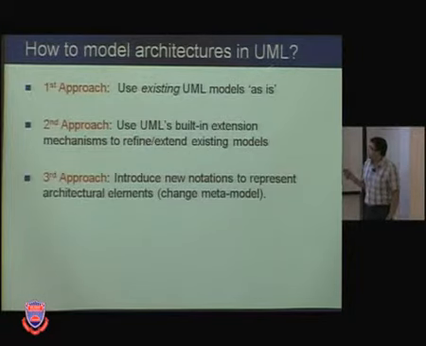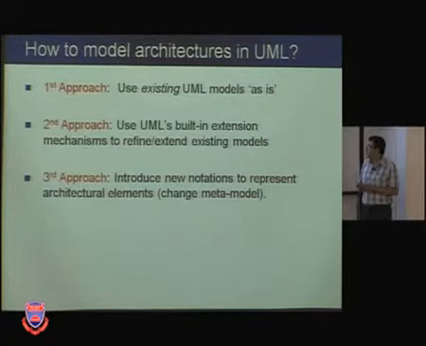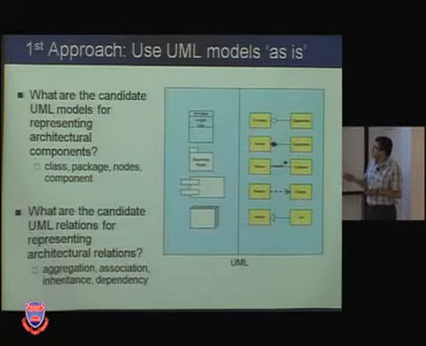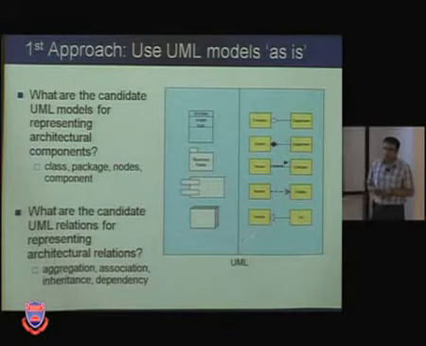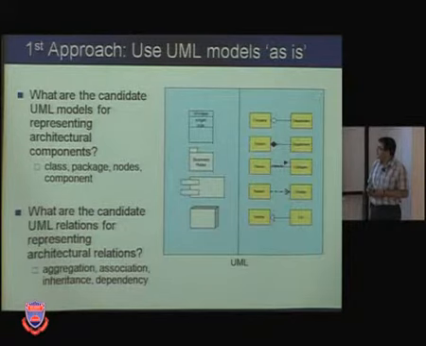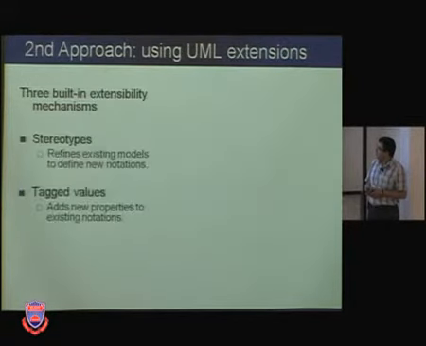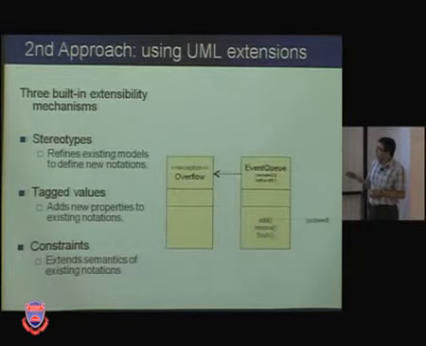Either we use existing UML models as is. Second approach, you use UML's built-in extension mechanisms like stereotypes. And third approach, we introduce new notations to represent architectural elements. In this case, we have to change the meta model. This is the first approach: we just use the UML elements as is and try to define the architecture. The second approach, we use the built-in extensibility mechanisms: stereotypes, tagged values, and constraints.